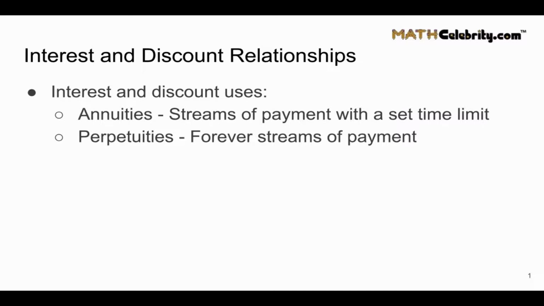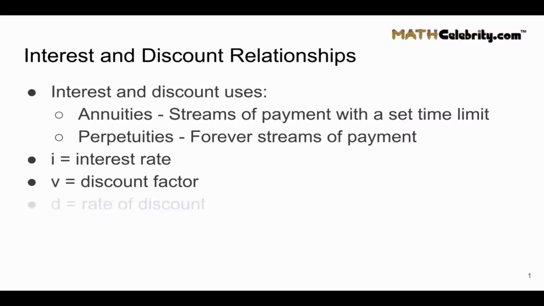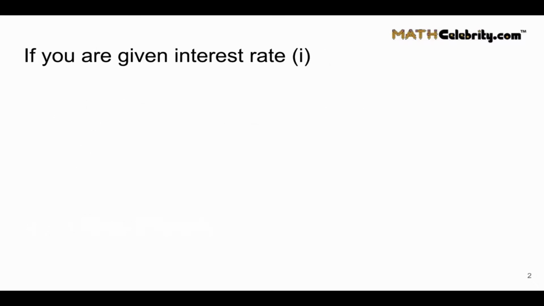With those in mind, let's look at the four variables in interest and discount relationships. We've got I equals interest rate, V equals the discount factor, D equals the rate of discount, and sigma equals the force of interest. So what if you're given the interest rate I? How do we calculate D, V, and sigma?